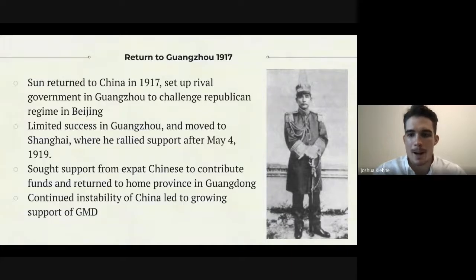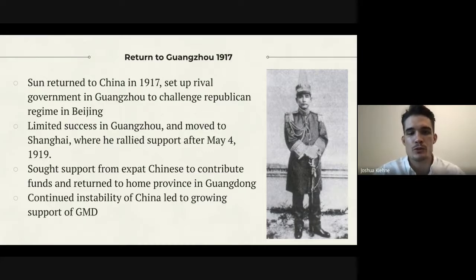So after further failed revolutions, he's then also exiled from Japan because he starts to exert more influence. He starts to try and gain weapons in order to launch further uprisings. So Japan says that you can't come back here. So Sun returns to China in 1917, and he sets up a rival government in Guangzhou to challenge the Republican regime in Beijing. He has limited success. Again, fairly localized, fairly provincial, and doesn't exert much central authority at all.